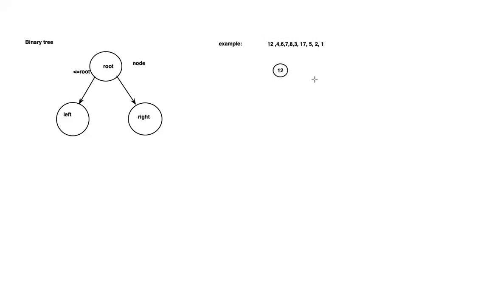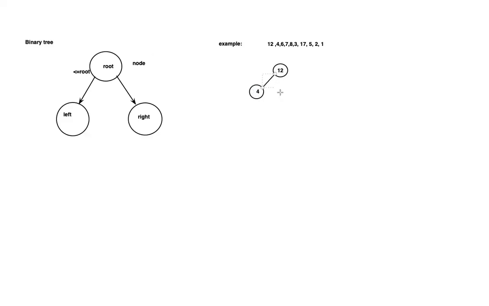What is the value of the next node? 4. Now we'll compare: is the value 4 less than 12 or greater than 12? Less than 12. So less than or equal to, it has to be positioned on the left-hand side. So in this case, 4 goes over there.